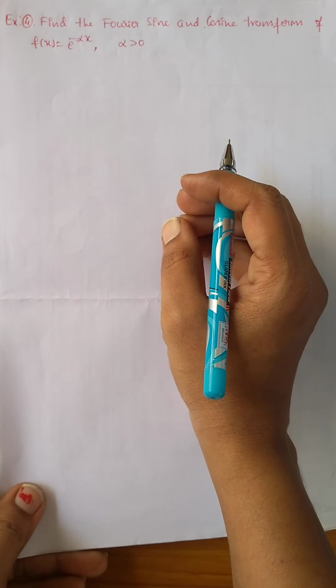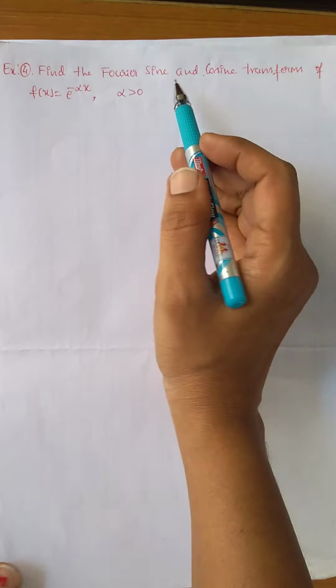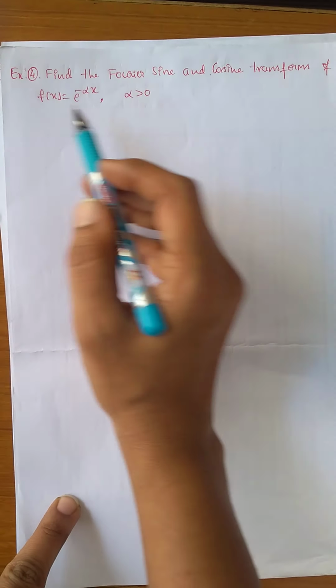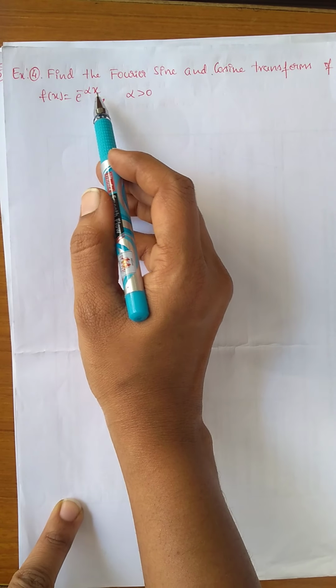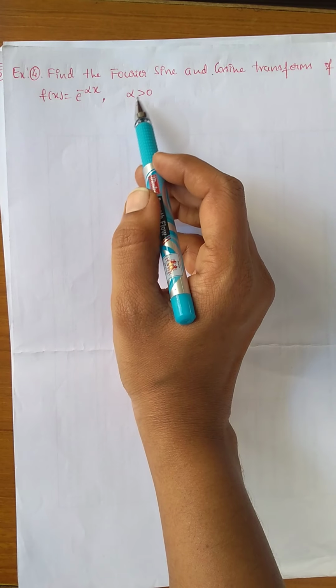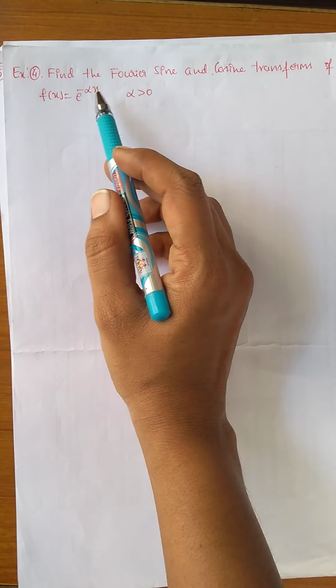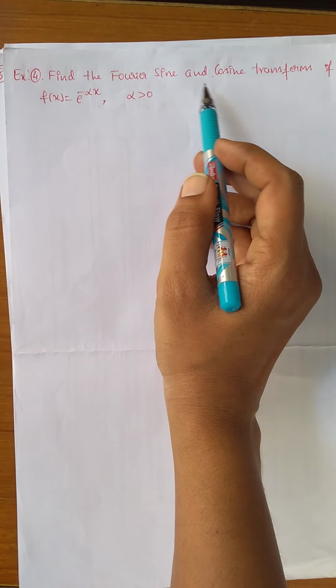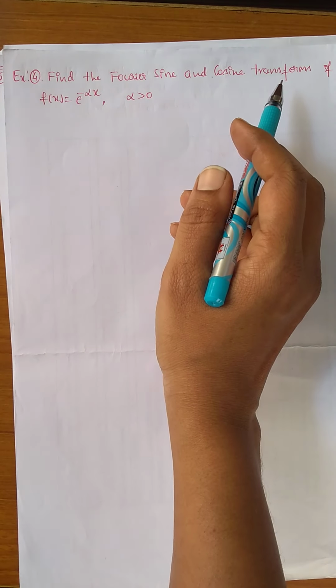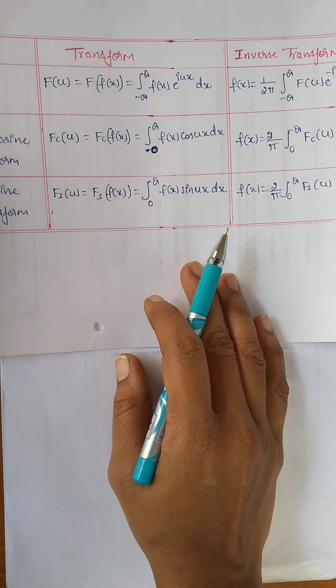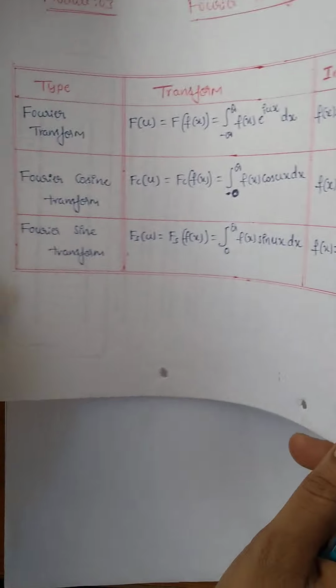The next question: find the Fourier sine and cosine transform of f of x equal to e to the power of minus alpha x. Here alpha is greater than 0. Here they are asking to find the Fourier sine and Fourier cosine transform. Therefore, we should take the Fourier cosine and Fourier sine transform formulas.